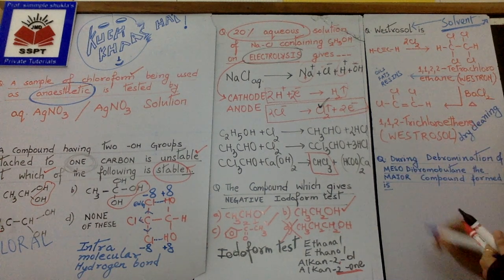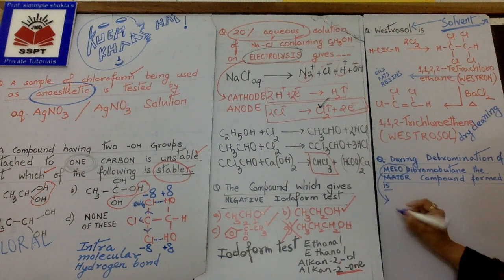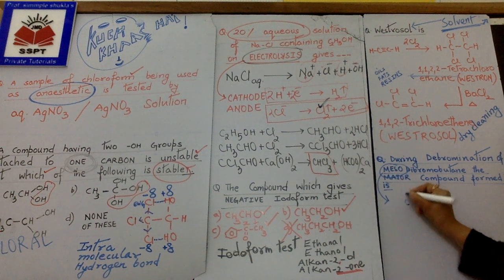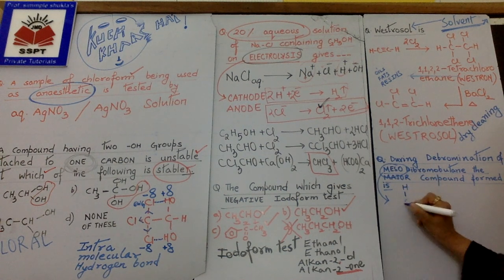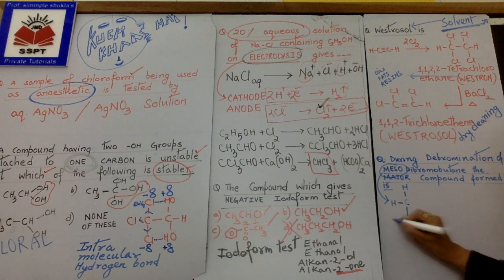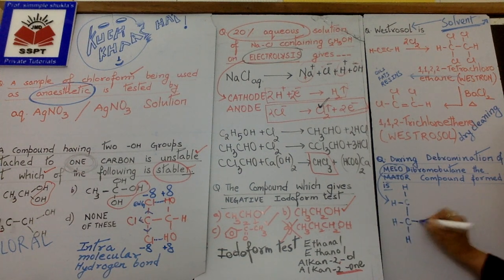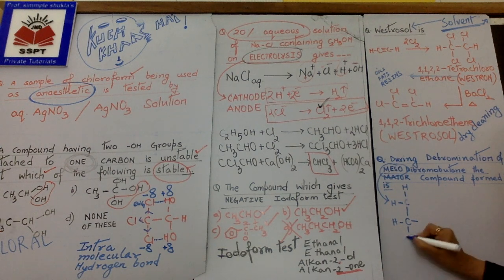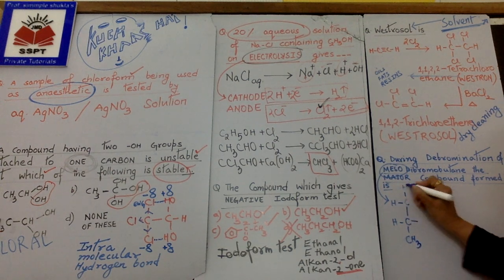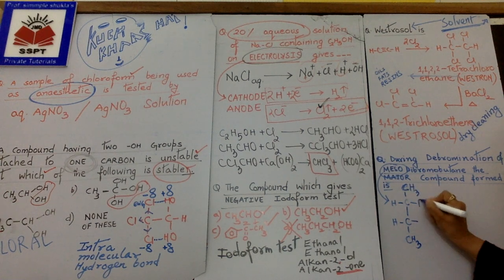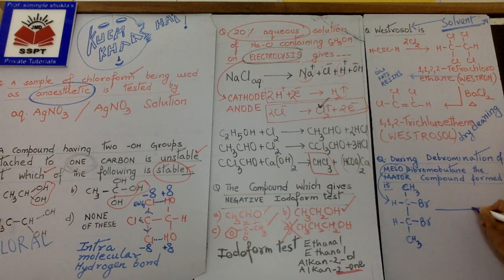During debromination of meso, if you remember stereoisomerism, then you should also remember the meso compound. Meso dibromobutane, like this. This on debromination, that is, removing bromine, which we can do using zinc. We remember zinc and a catalyst.